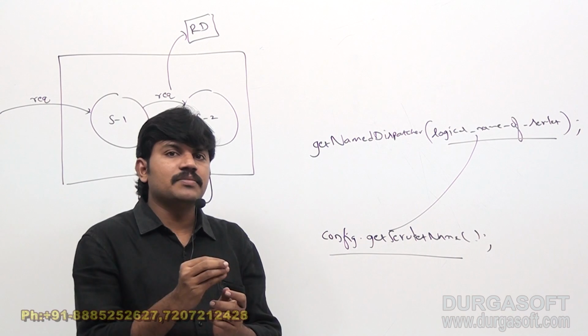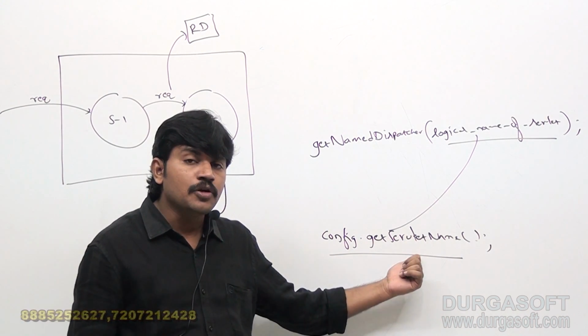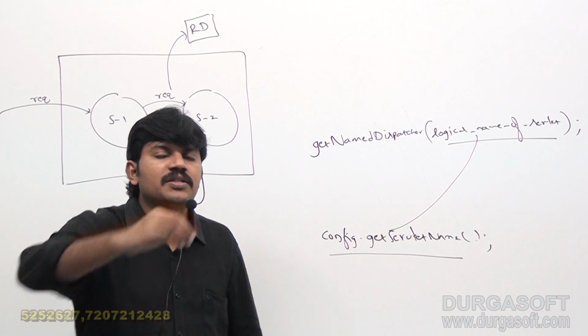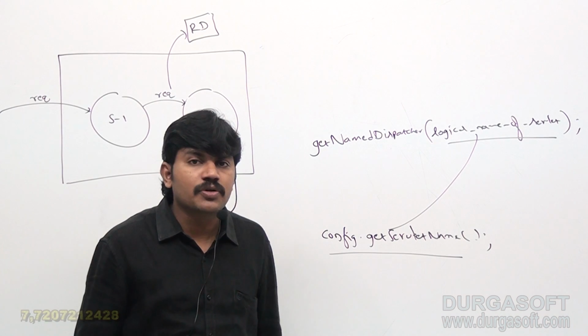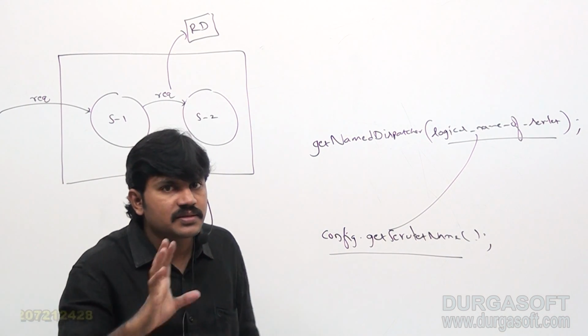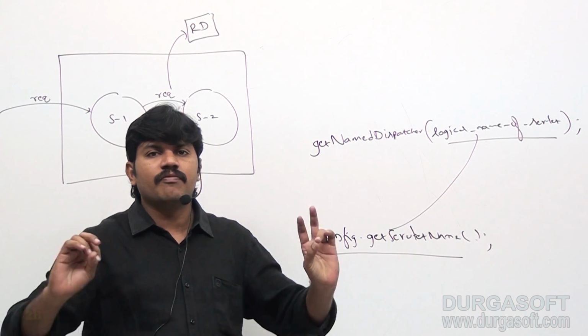Sir, of course, very rarely we have this type of requirement, but make sure sometimes within the servlet, if I want to get its logical name, whatever you configured in the web.xml, happily we can get it by using the config object's getServletName method, right? That's all, sir. This is about the ServletConfig object.